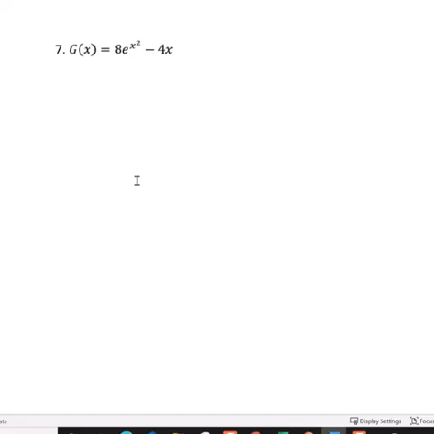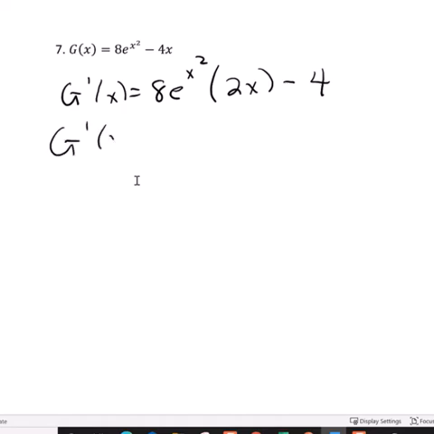Now I have g of x is 8e to the x squared minus 4x, so g prime of x. Remember to repeat 8e to the x squared. Derivative of x squared is 2x. Derivative of negative 4x is 4. Let's simplify that before we try the second derivative. I'm going to take 8 times 2 is 16x, e to the x squared minus 4. Now this time is interesting because now that I have this derivative of 16x e to the x squared, I need to use the product rule.